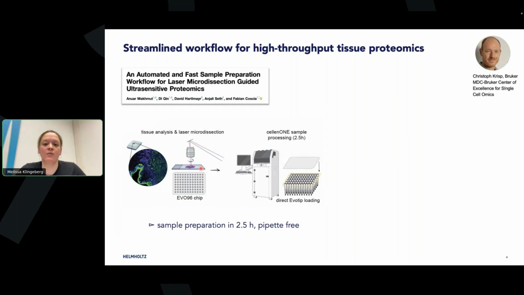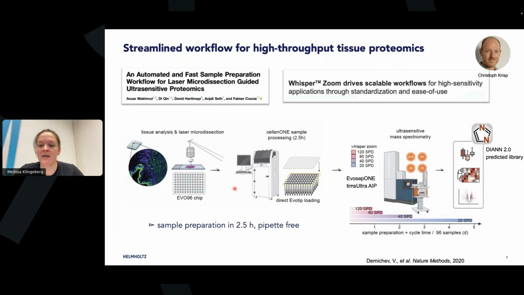To find the workflow on how to make this possible in a high throughput fashion, we decided on collecting the tissue ROIs into the Evochip, so that we can then process the samples in the cellenONE system using a 1-hour lysis and a 1-hour digestion step. This entire workflow of applying buffers, incubation times, and loading them directly from the Evo 96 chip onto the Evotips just takes 2.5 hours, and you don't need to do any manual pipetting, which I'm also a huge fan of.